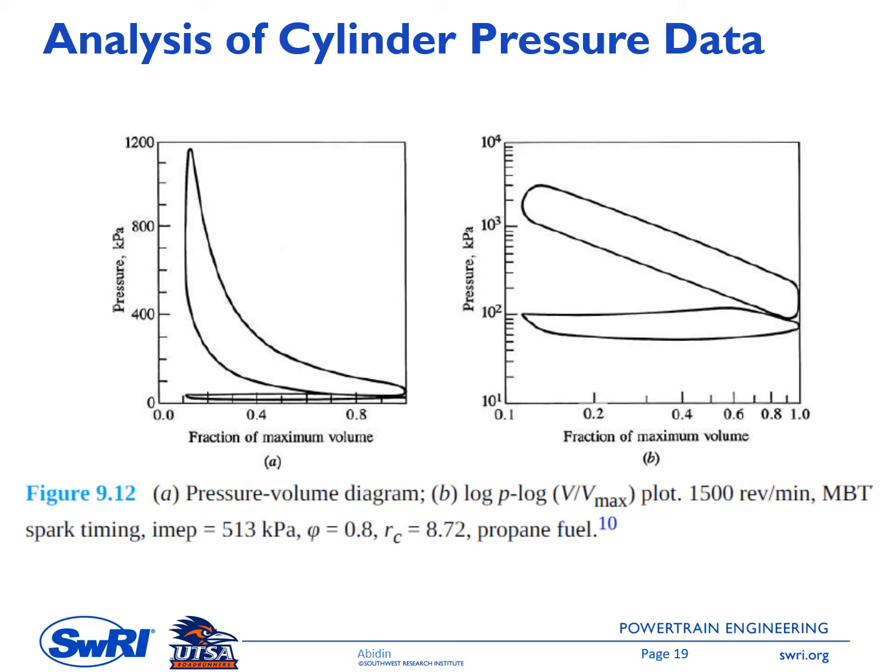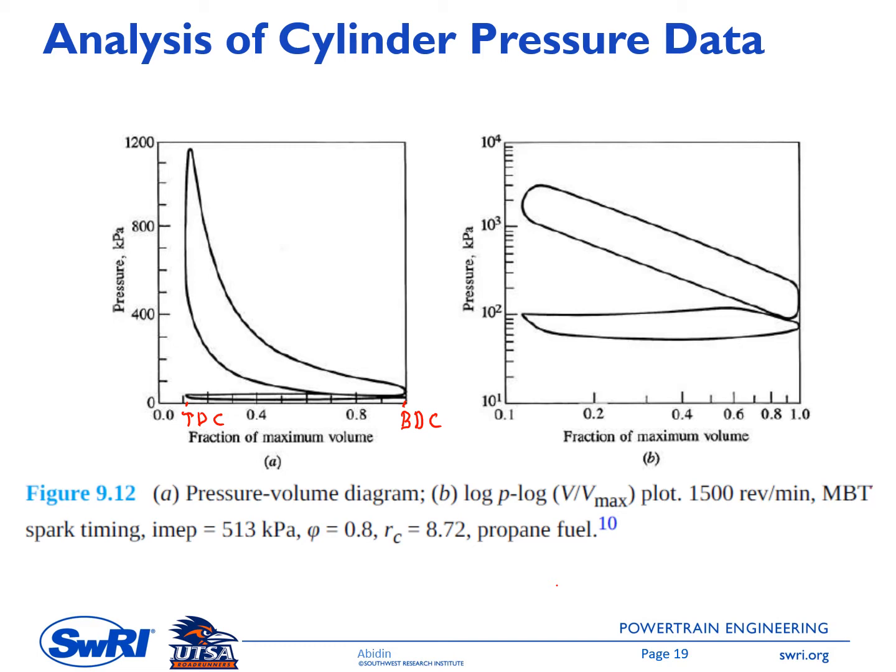This figure shows an example of the cylinder pressure. On the left side, the cylinder pressure is plotted as a function of the fraction of maximum volume. We have a maximum fraction of 1 at this point, when the piston is at bottom dead center. We have the minimum fraction at this point, when the piston is at top dead center. And we have learned this PV diagram in chapters 2, 3, and so on.